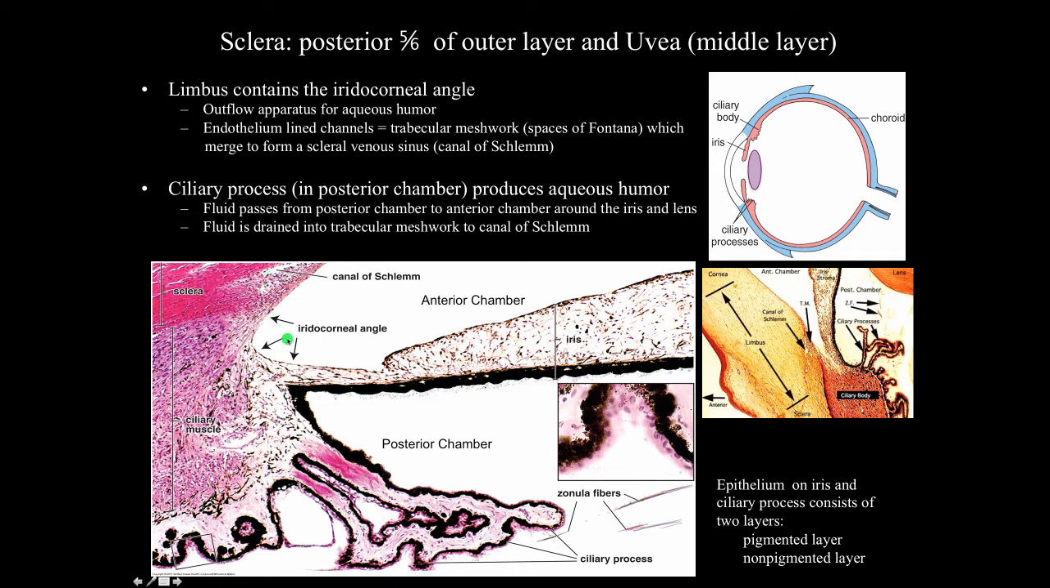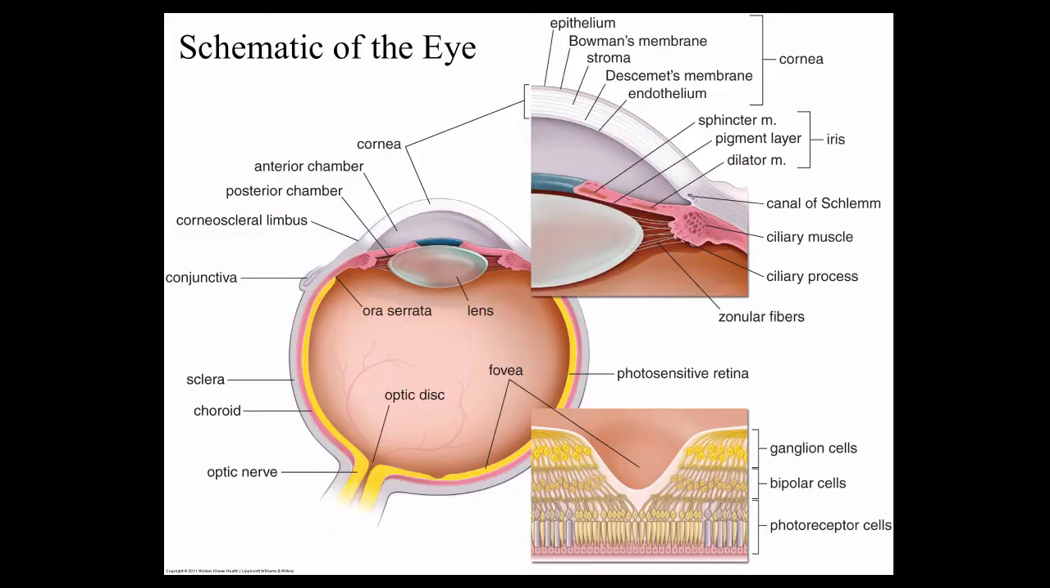Now the epithelium on the iris and ciliary process consists of two layers, and that's shown in the higher power view. There's essentially a pigmented layer and a non-pigmented layer. We're going to look at this just schematically for the eye.